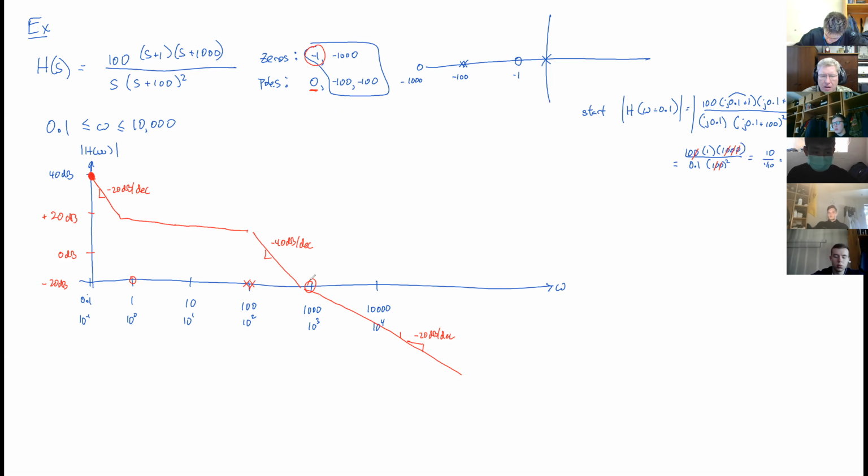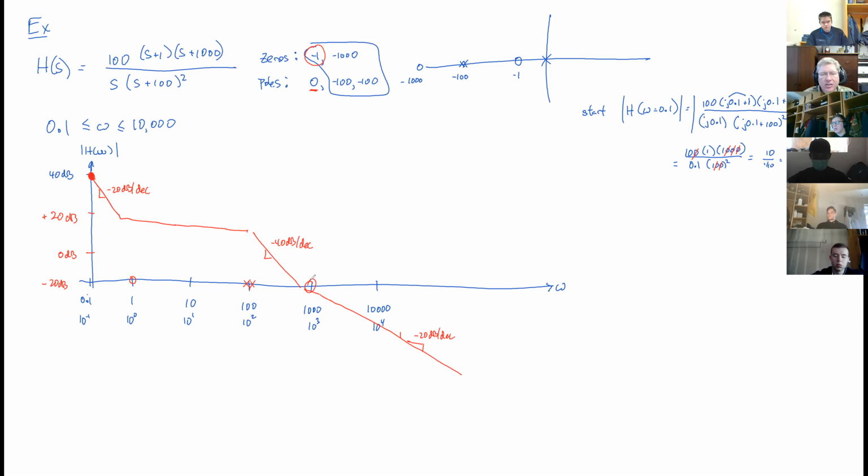Excuse me, sir, I have a quick question. Shoot. So a couple quick questions. One, if our zeros and poles are like negative 1,000, negative 1, and then 0, negative 100, negative 100, how come those wouldn't be represented on that W axis? Those are like positive numbers. Why wouldn't they be negative?